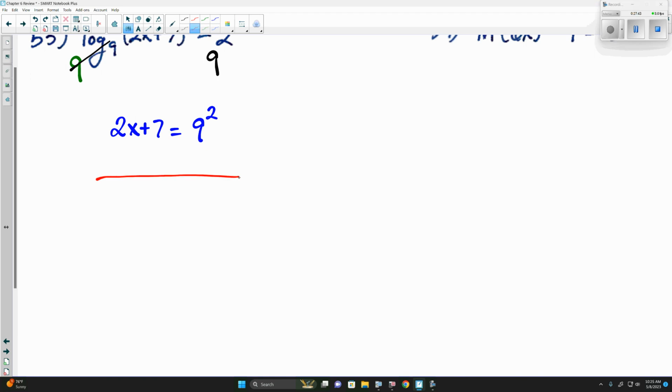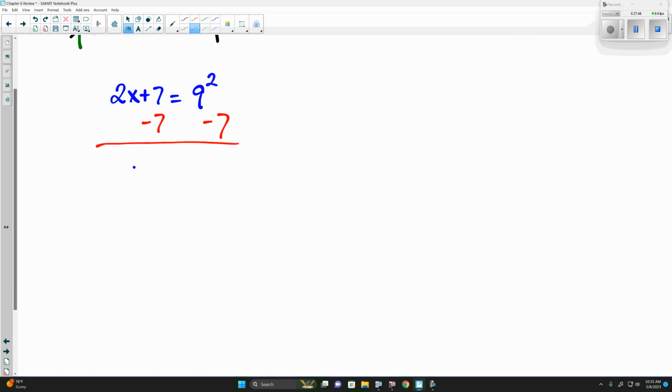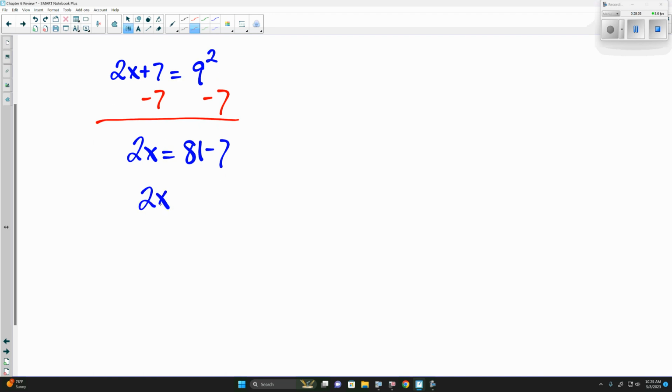And now at this point here, we need to solve for the value of x. So the first thing we can do is subtract 7 from both sides, telling us 2x is equal to, well, 9 squared is what? So we have 81 minus 7. 81 minus 7 is 74. And lastly, we can divide both sides by 2, telling us x is 37.